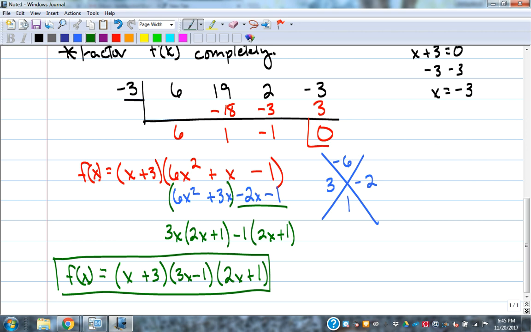So we use synthetic division to break it down into a quadratic, and then we've factored quadratics before, actually quite a bit. So we then used our methods, our x method, for factoring that quadratic to break it down further. Okay, so that's the factoring completely idea. Let's look at another one.